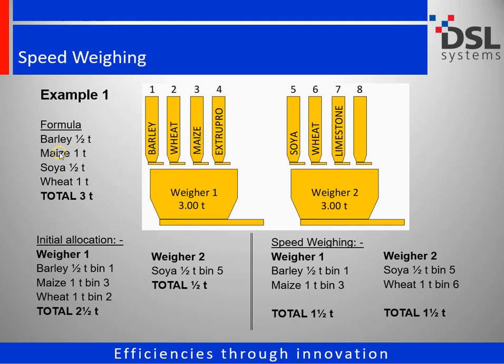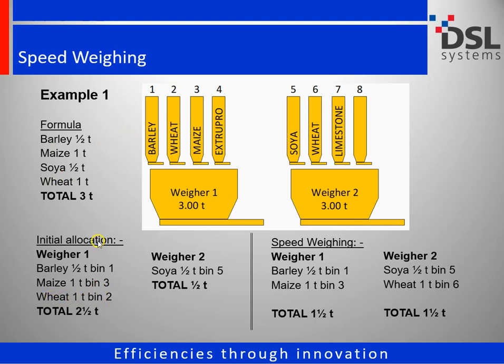So the next one is maize, so it trundles down here. There we are, maize, bin 3. Maize, 1 ton from bin 3, also on weigher 1. So the next one is soya, so it starts here, trundles along looking for soya. Here we are, bin 5 on weigher 2, so half a ton of soya in bin 5. And in the formula, the fourth thing, wheat 1 ton, so trundle along here, wheat, here we are, bin 2 over weigher 1, wheat 1 ton from bin 2.